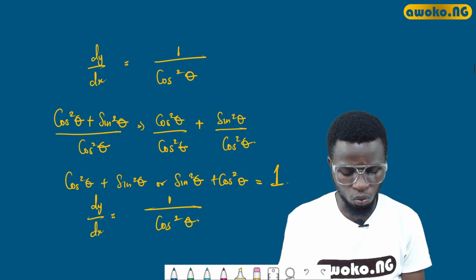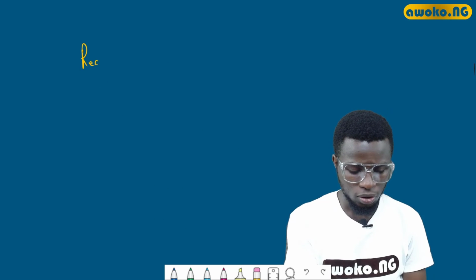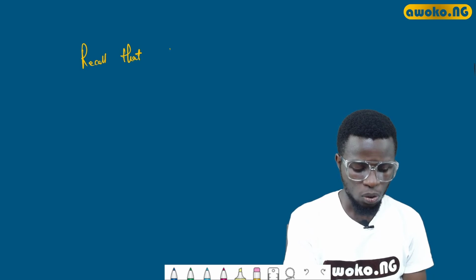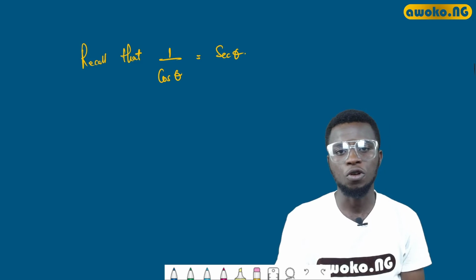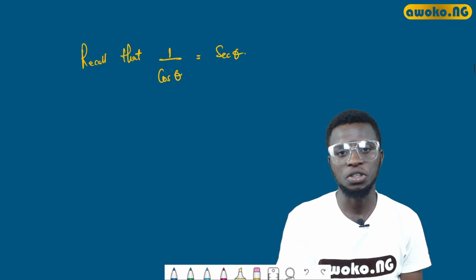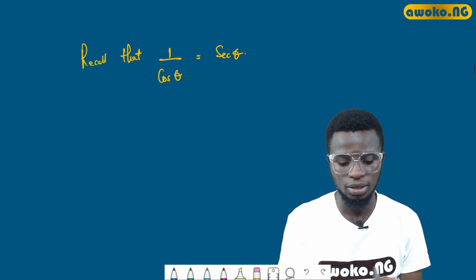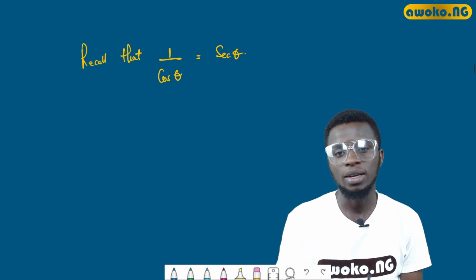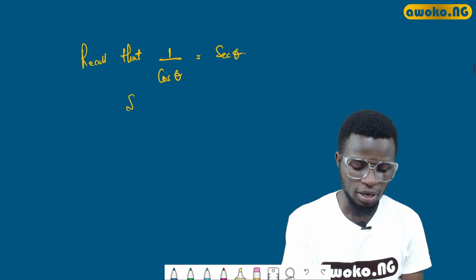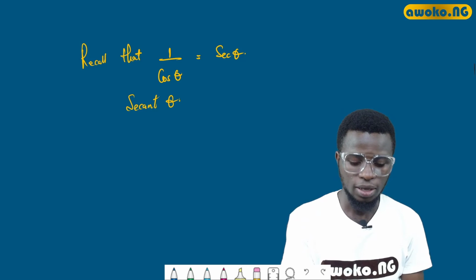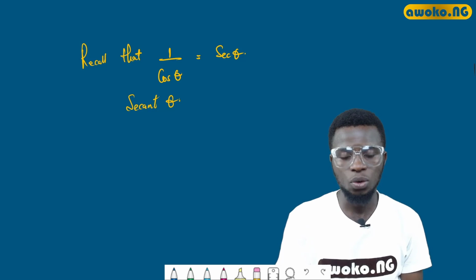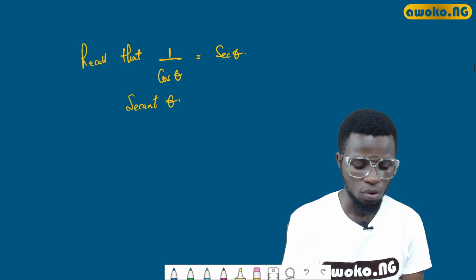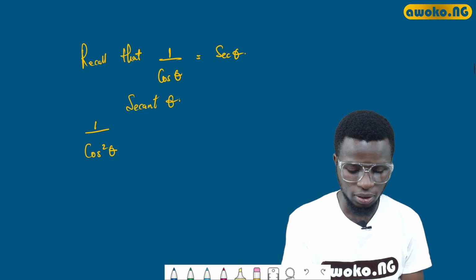Now, I would also want you to recall that 1 over cos theta is equal to sec theta from our standard differential table. I said that in my last class, under the standard differential table, that 1 over cos theta is sec theta, and sec is the short form of secant theta. Is that okay? So if 1 over cos theta equals sec theta, therefore 1 over cos square theta will be equal to sec square theta.